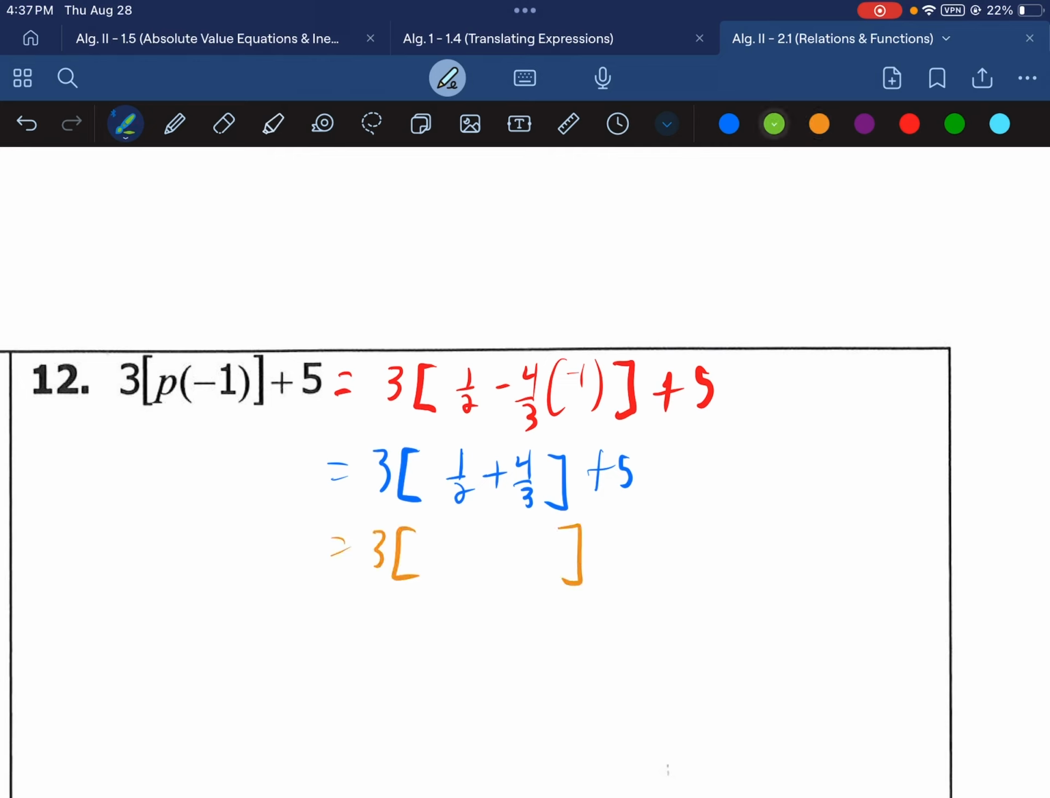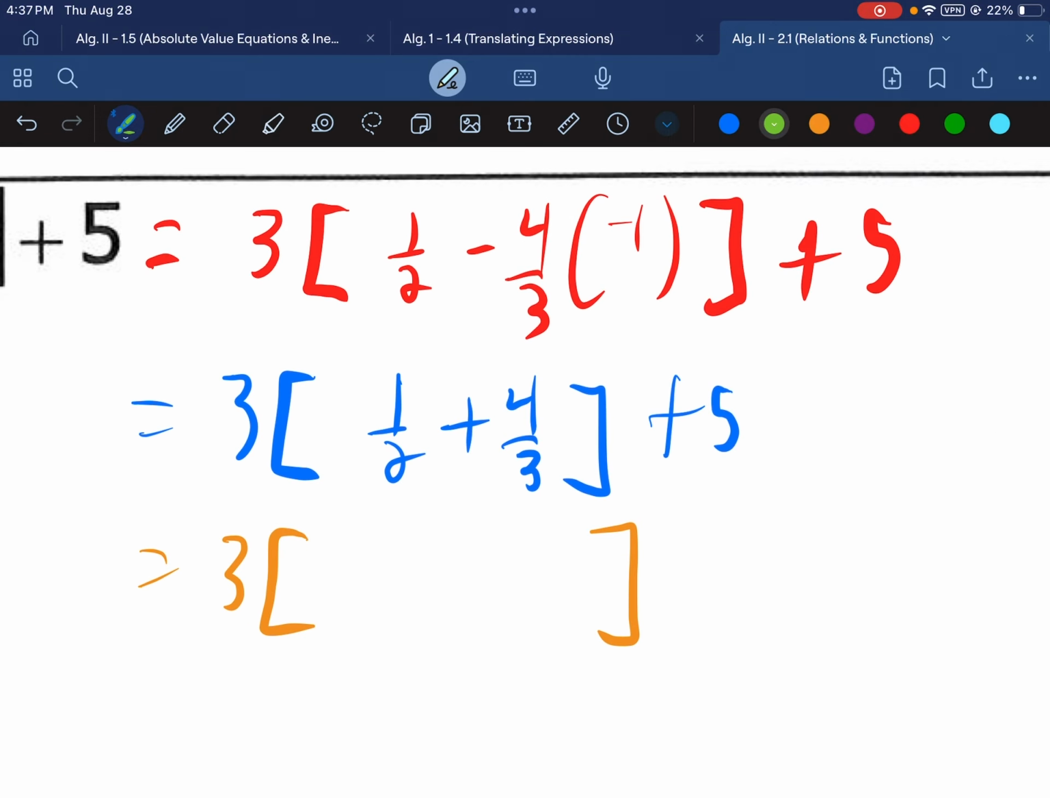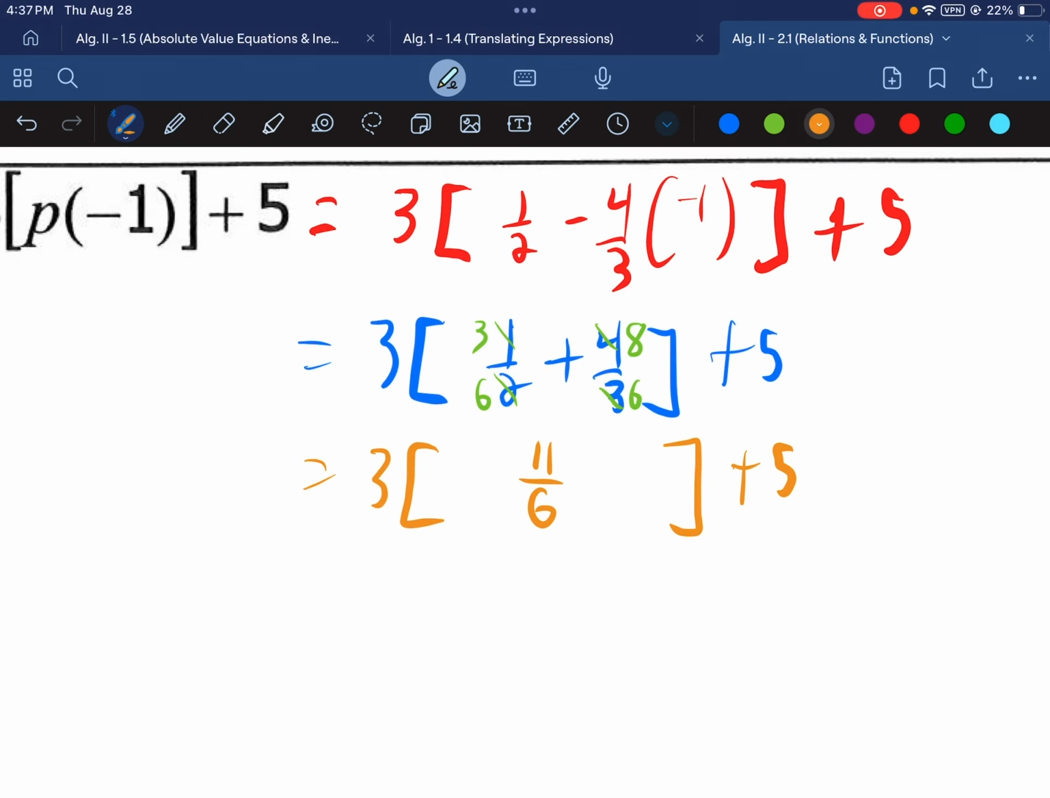Then I need common denominators in order to actually add these, and so my common denominator is going to be 6. So I multiply by 3 in this fraction, and I get 3 over 6. I multiply by 2 in my other fraction over here, and I get 8 over 6. And as I add these on the numerator, I get 11, and I keep the denominator the same, 11 over 6, and then plus 5 at the end.